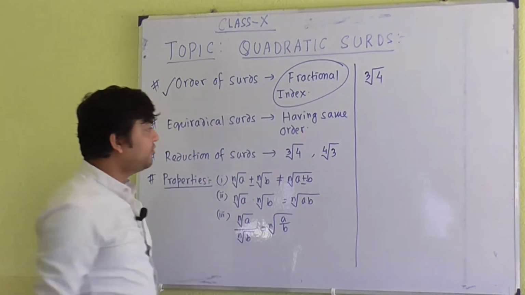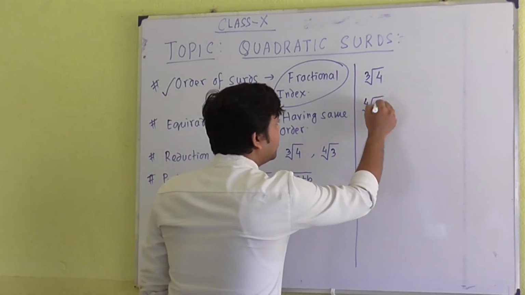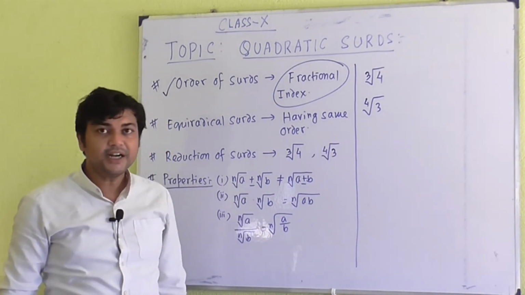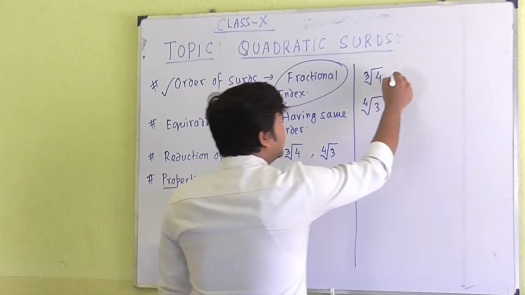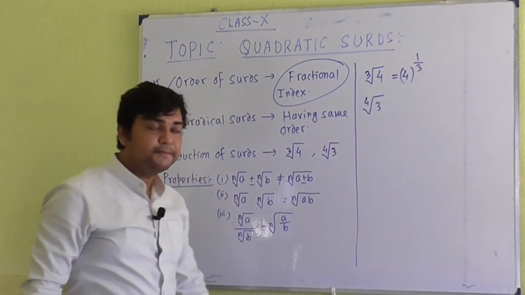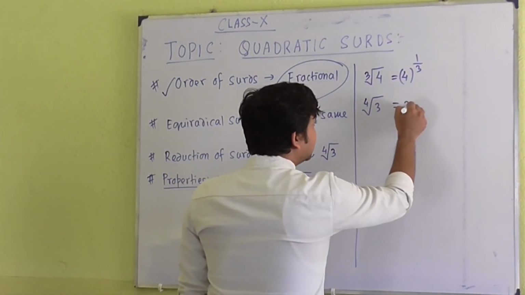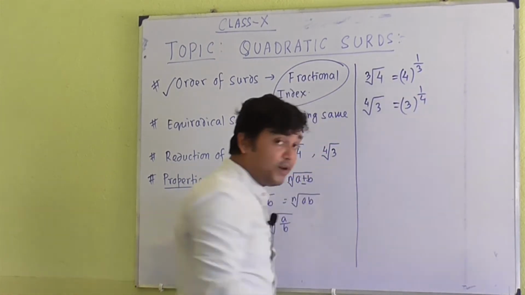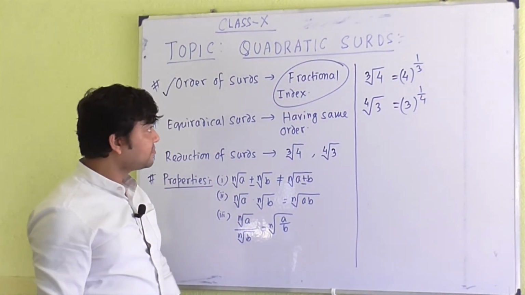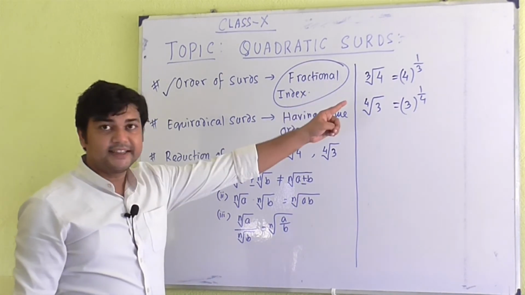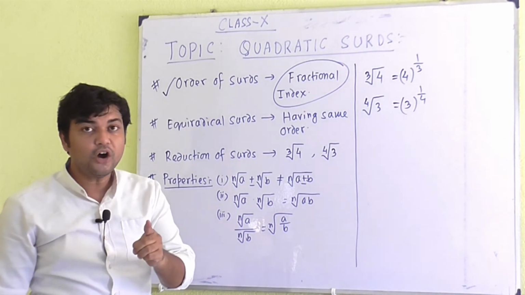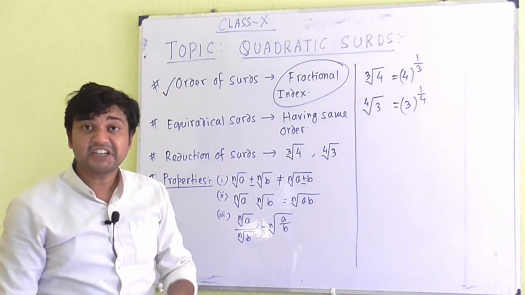It is cube root of 4 and it is fourth root of 3. The order of the first surd is 3, the order of the second surd is 4. Now, this can be written as 4 to the power 1 by 3 and this can be written as 3 to the power 1 by 4, according to the definition of surd that was discussed in my previous classes. Okay. Now, look at the denominator of the fractional index. At first, you have to look for the denominator of the fractional index.